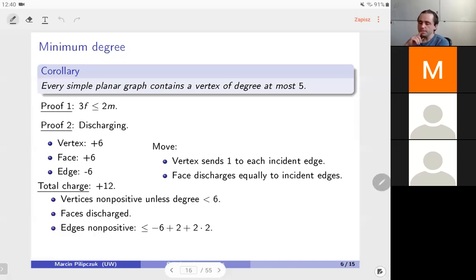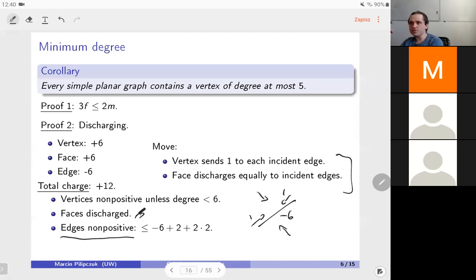So what happens on faces? Faces are the simplest one. Faces got completely discharged. There's no rule that gives a charge back to a face, so the faces got charge 0 at the end. The interesting thing is what happened on edges. An edge started with -6. It got 1 from each of its endpoints, and it got something from the faces.